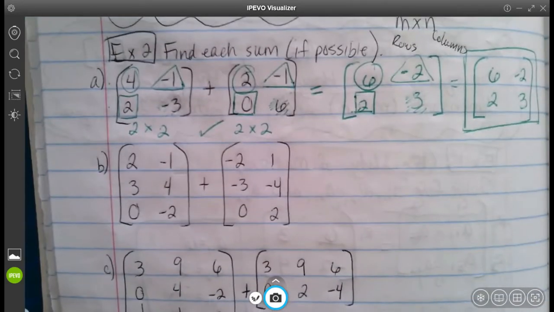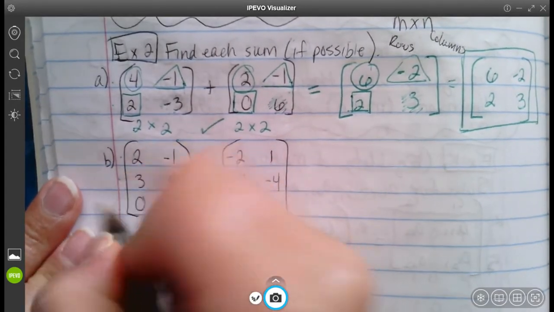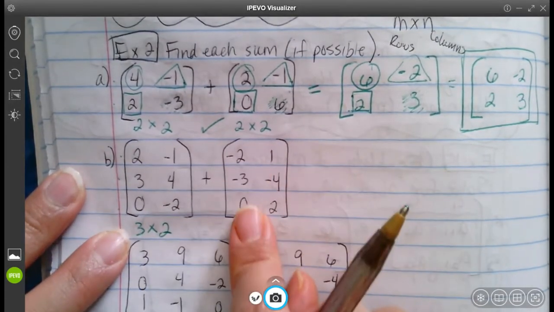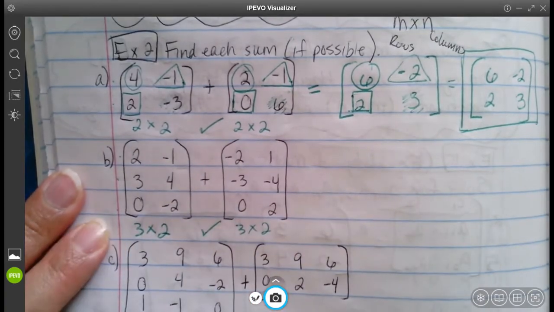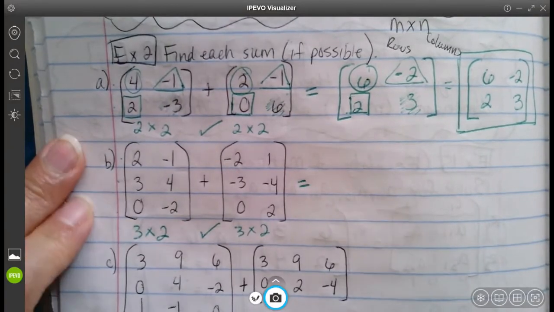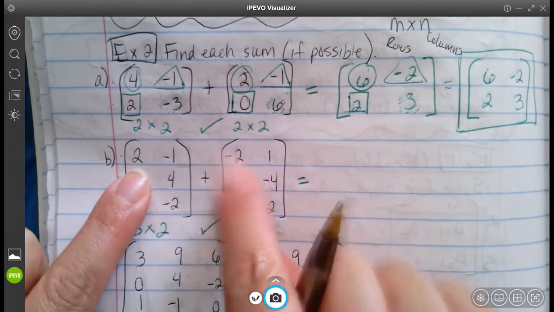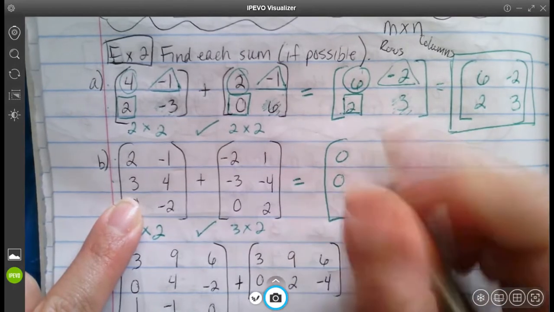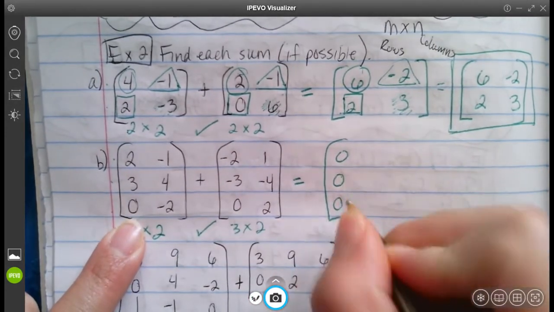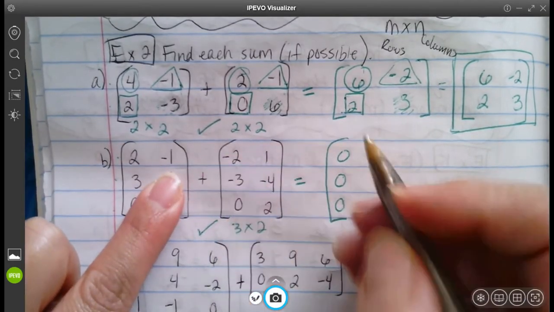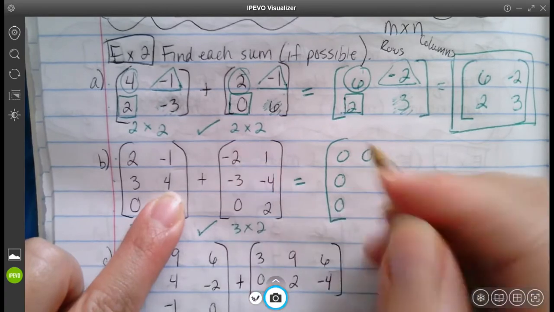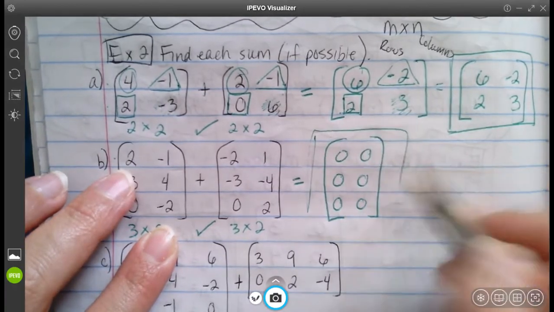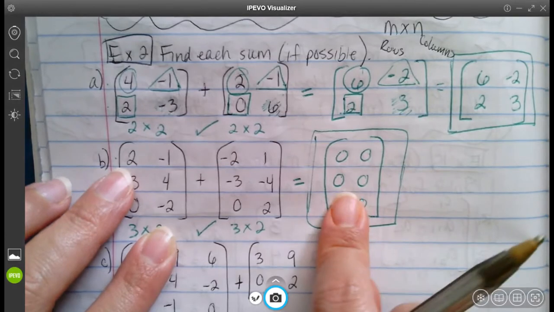So for example letter B, we have 1, 2, 3 rows by 2 columns, so 3 by 2 is the dimensions. For this one, we also have a 3 by 2, so we can go ahead and add these up. We're going to do the same thing. First position, 2 and -2 is 0. Okay, 3 and -3 is also 0. 0 and 0 is 0. -1 and 1 is also 0. 4 and -4 is 0. And -2 and 2 is 0. So our answer for this one is the zero matrix. And there's actually a special name for this one, which we'll see in just a bit.